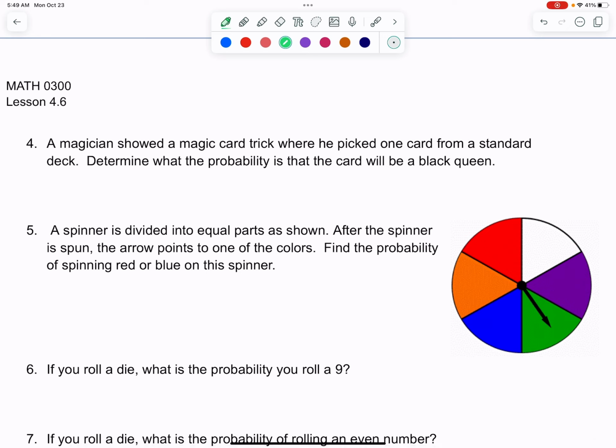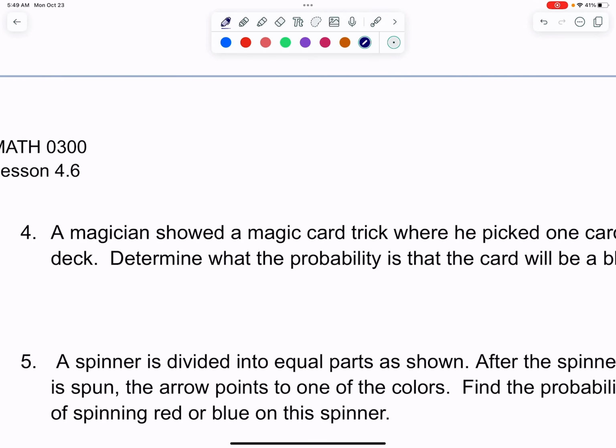So back to our regularly scheduled programming, a magician showed a magic card trick where he picked one card from a standard deck. Determine the probability that the card will be a black queen. Now, I don't know how much you know about a deck of cards. Brief rundown. You have 52 cards total. 26 are red. 26 are black. Those 52 cards, like I just said, are broken into red and black.